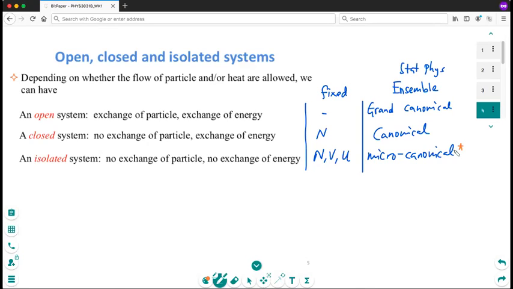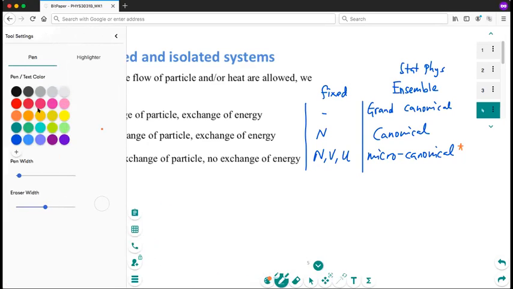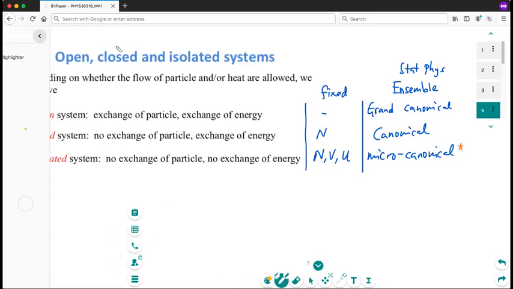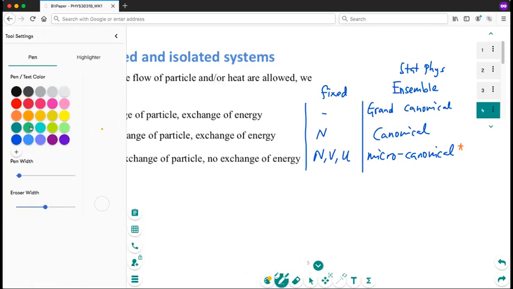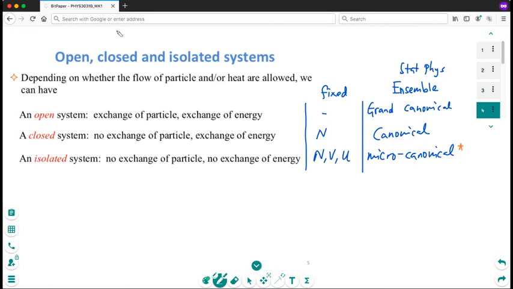Okay, what are the examples here? Let's change color. This color is nice, I like this one. What is an open system? This is very easy. For example, a cup of coffee placed on the table. This is open, right? Because your liquid can evaporate, so it can disappear. So there's not necessarily conservation of particles. The example would be a cup of coffee.